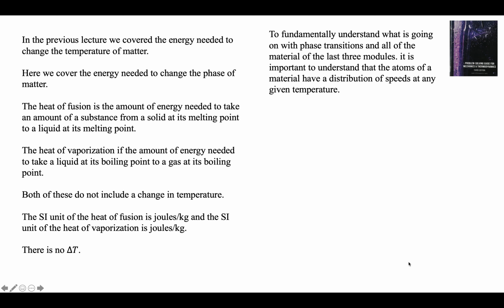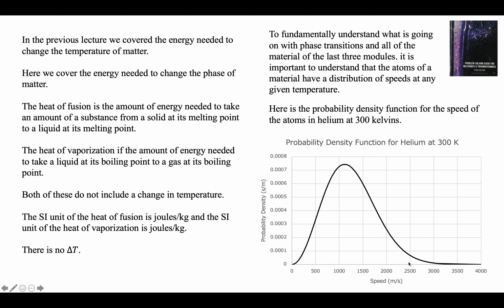material have a distribution of speeds at any given temperature. We covered this in the first lecture for this module. So here's the probability density function for the speed of atoms of helium at 300 kelvins. The temperature is 300 kelvins, but the speed of the helium atoms have a tremendous range. Peaks around 1,200 meters per second, something like that. Some of them are going 3,000 meters per second, 3 kilometers per second. Some are moving very slowly. This is what the distribution function looks like, a range of speeds in a gas.